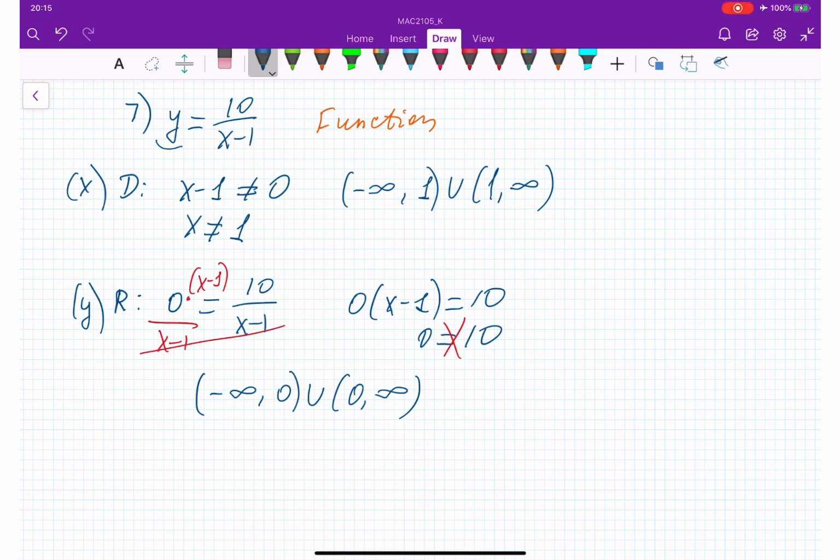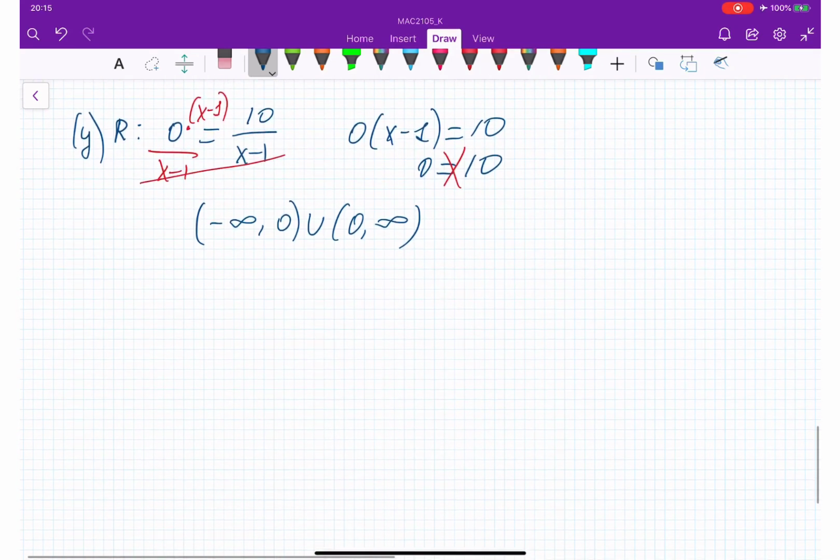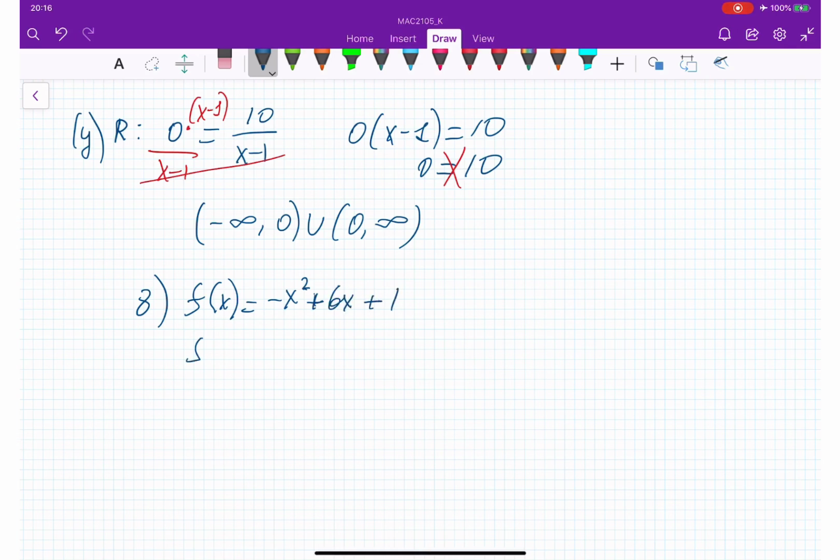All right, question number 8. Here we need to evaluate. So what do we have? f of x is equal to negative x squared plus 6x plus 1. We need to find f of negative 3.